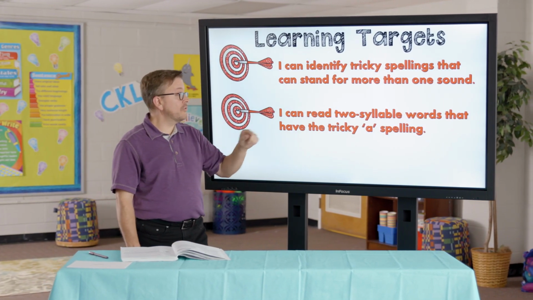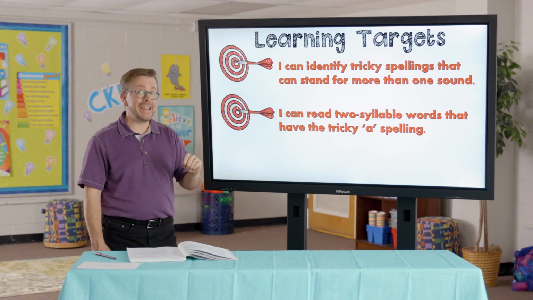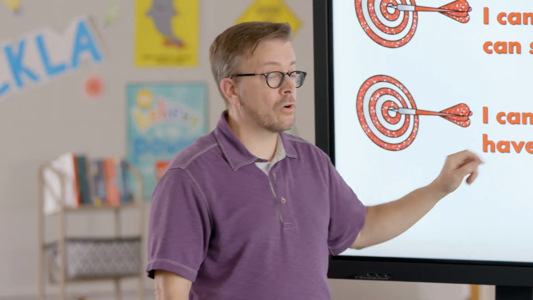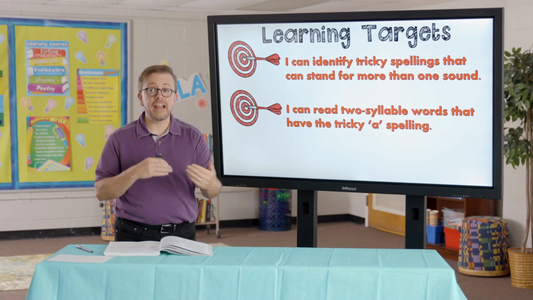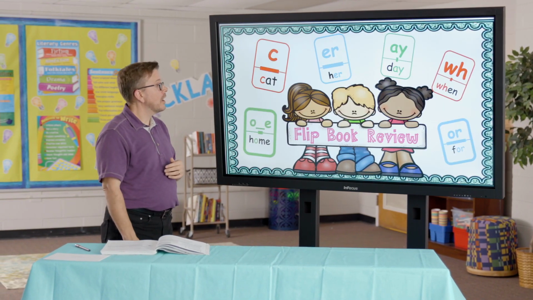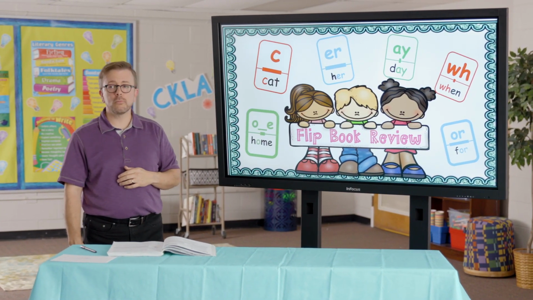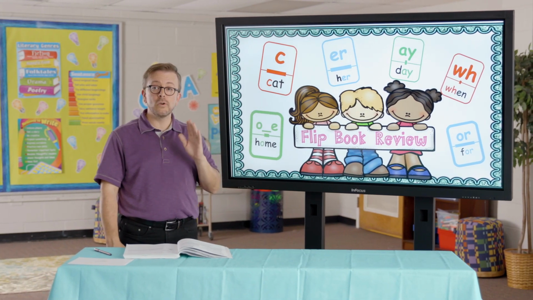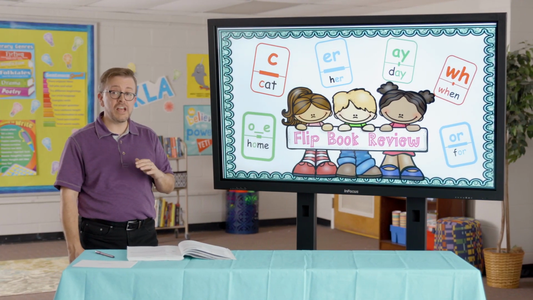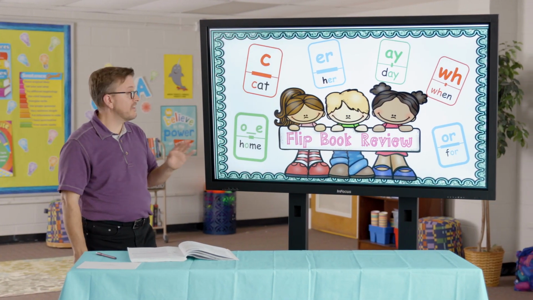I can read two-syllable words that have a tricky A spelling. And that was the one that we're going to take a look at, multiple syllable words and where the A appears and how we read those. All right, so let's look at some review of our sounds. So if you want to grab the individual code chart, now would be the time, and you can flip through it and try to find these with me.